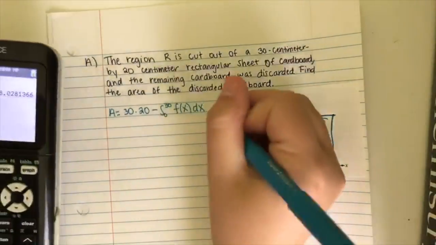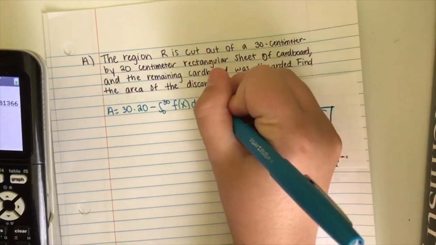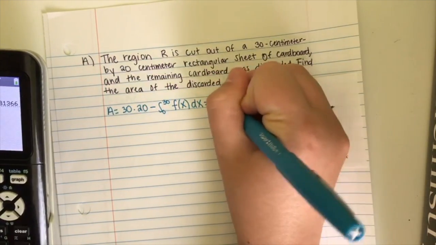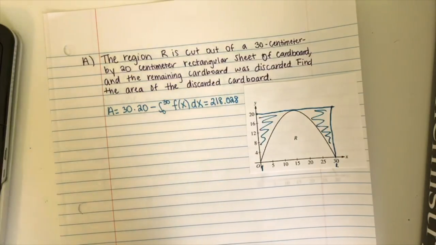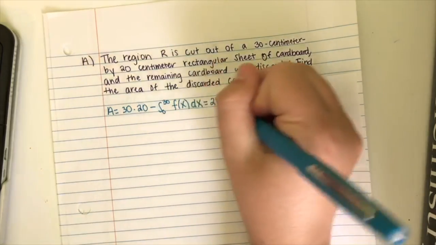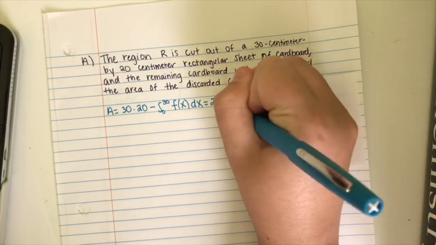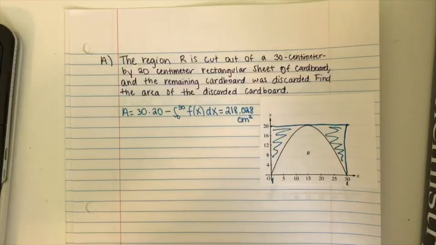218.028. And the units for this is centimeters squared, because it tells you x and y are both measured in centimeters, and since you're finding the area, it's squared.